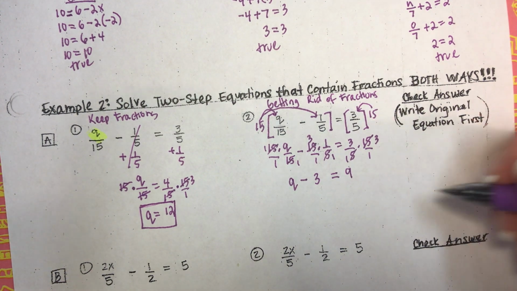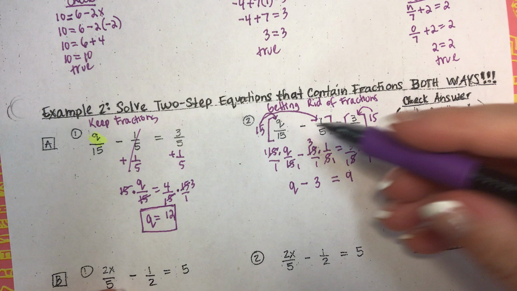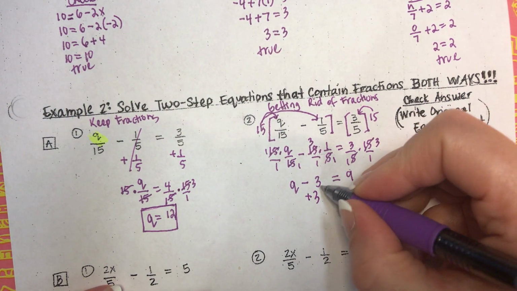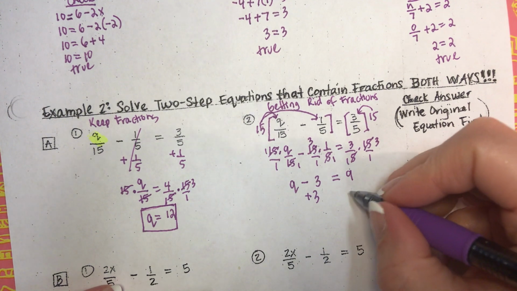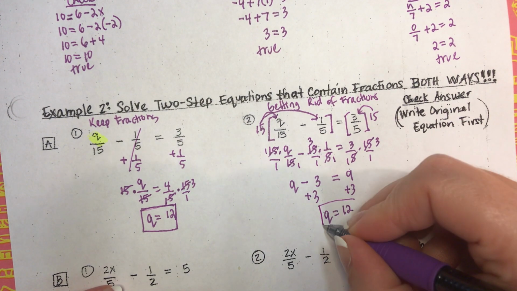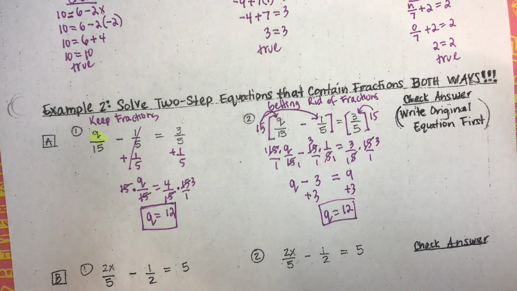9 over 1 is the same thing as 9. So boom, there we have it. We got rid of all the fractions. So we're trying to figure out what Q is, and we just do the inverse operation of subtraction, which would be addition. We're adding 3 to both sides, and we end up with Q equals 12. So we got the same answer doing it two different ways, so that's exactly what we want.